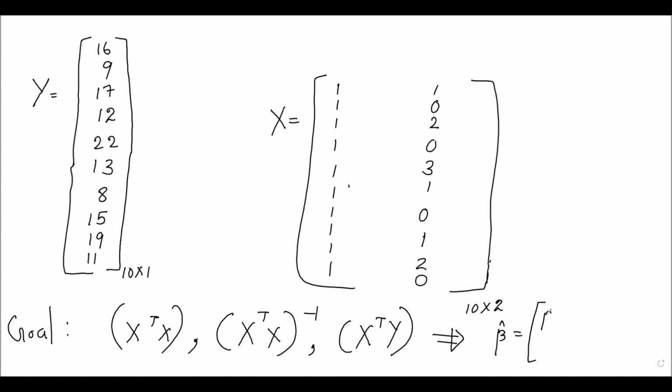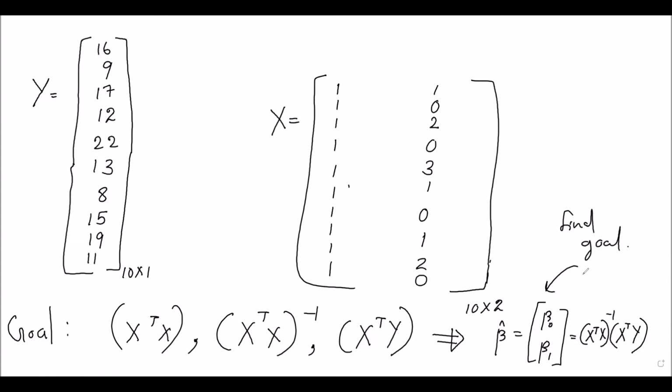That is basically beta. You are getting the values of beta naught and beta 1 at the end when you do the computation. So how do you get it? X transpose X inverse X transpose Y. You have to compute these quantities in order to get this one. Finally, this is the final goal.